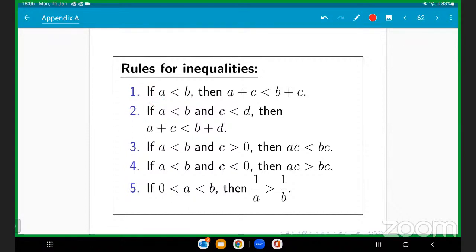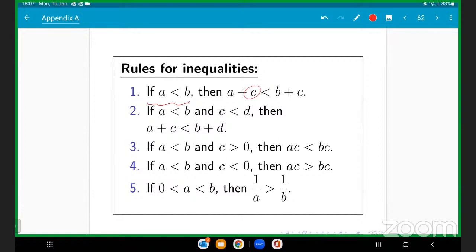So we begin with inequalities, and there are a few basic rules which inequalities adhere to. The first being a rather obvious one. Let's say we have two numbers A and B, with A strictly smaller than B. If you add any number to both of these numbers, let's say that number is C, be it positive or negative, then A plus C will be strictly less than B plus C.